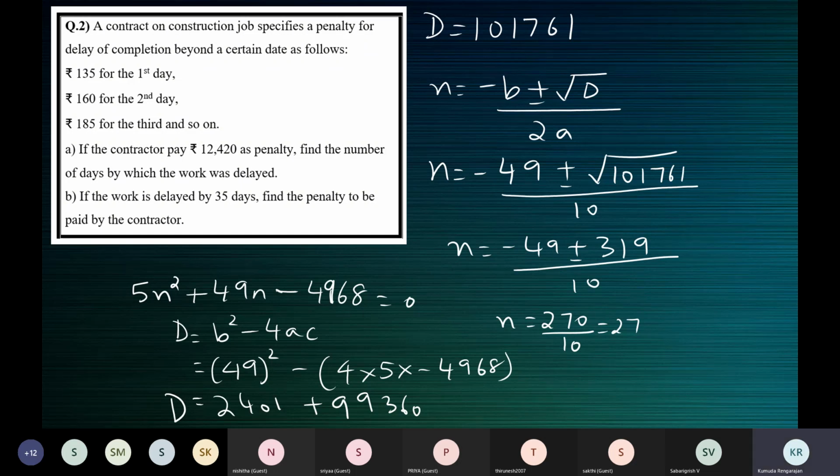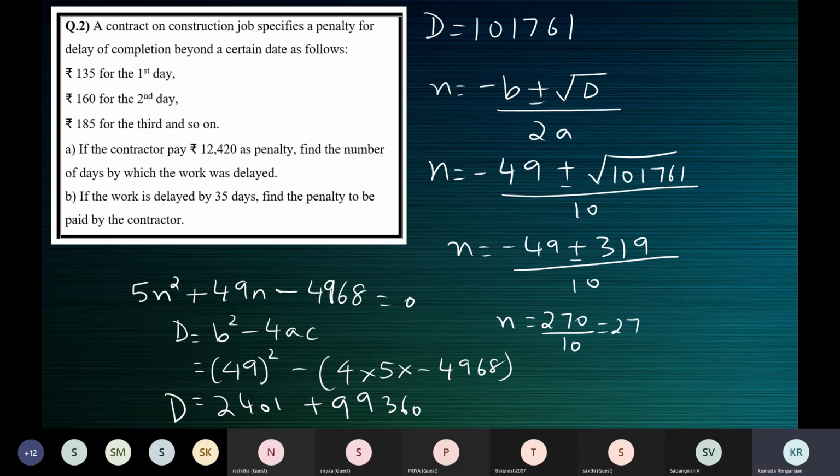So 135, 160, A1, A2, A3, A4, A1 plus A2 plus A3 plus A4 plus A5, and so on till A27. The sum of all these penalties is a total penalty of 12,420. Thank you, Tirunish, for the correct equation. Yes, children, go ahead with the second one.